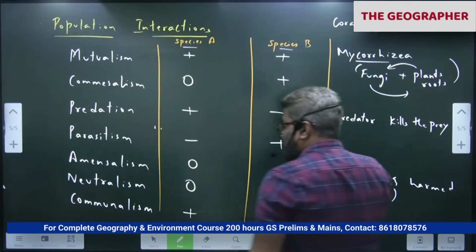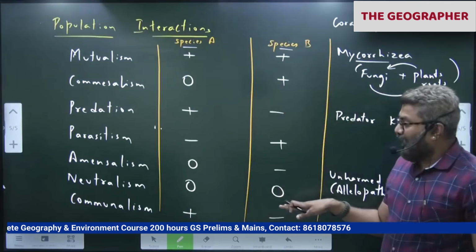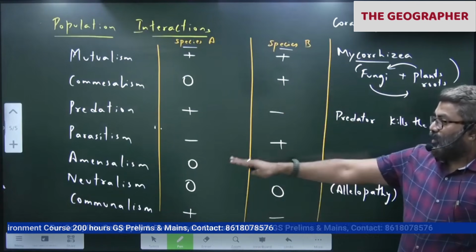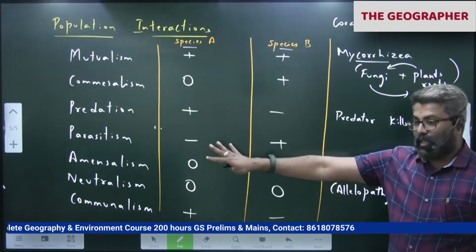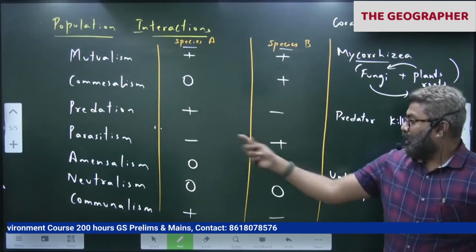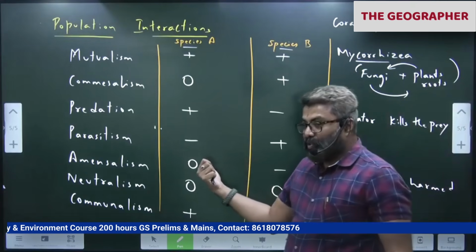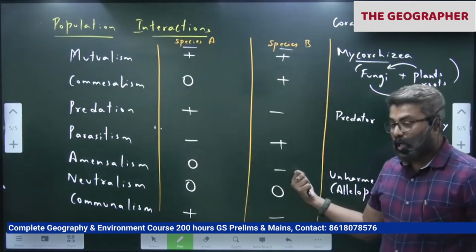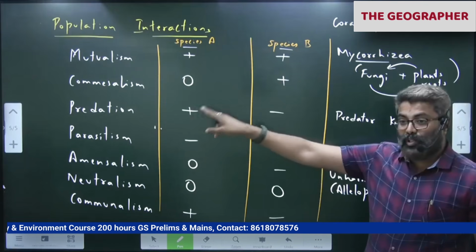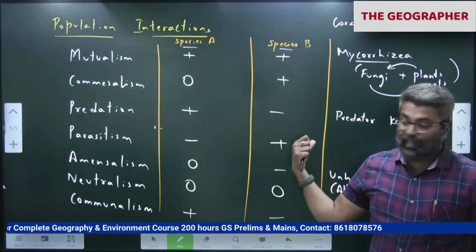Neutralism is both no impact. The interaction doesn't have impact on each other. Amensalism is where one species derives no benefit, it has no harm, whereas the other species is harmed. Whereas parasitism is one species is harmed, the other species gets benefited.